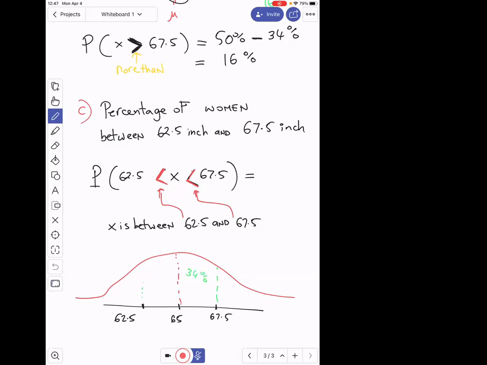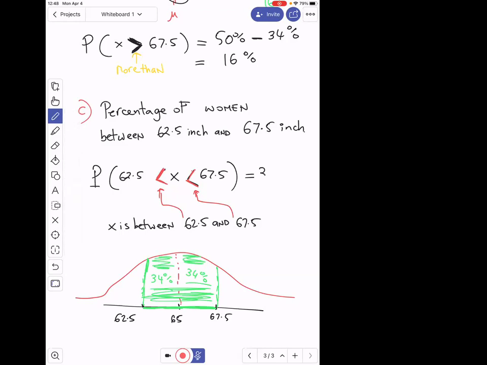And you have another 34 between 62.5 and 65, right? So now between 62.5 and 67.5, it's not just 34, but it's 2 times 34, right? That's twice 34. Okay, so it's gonna be exactly this region right here. All right, so it's 2 times 34.